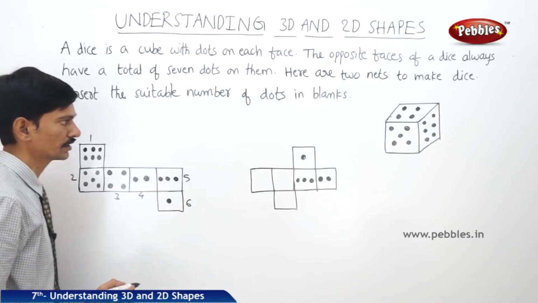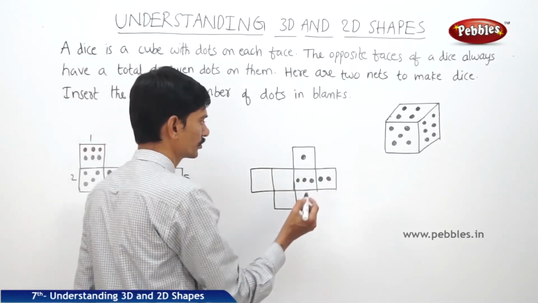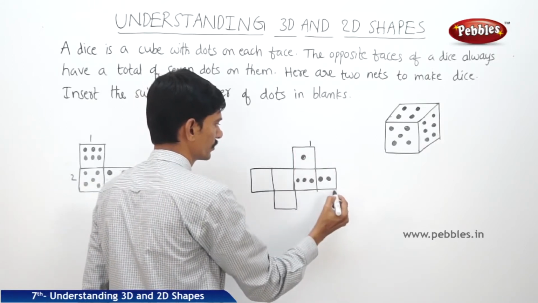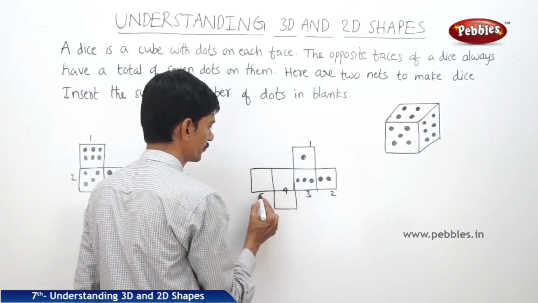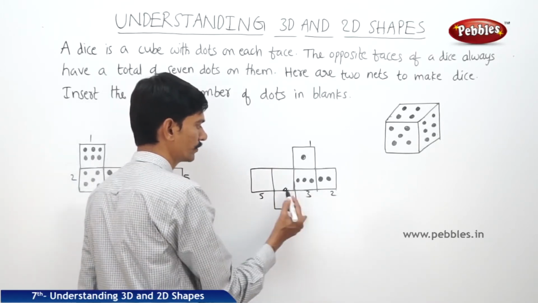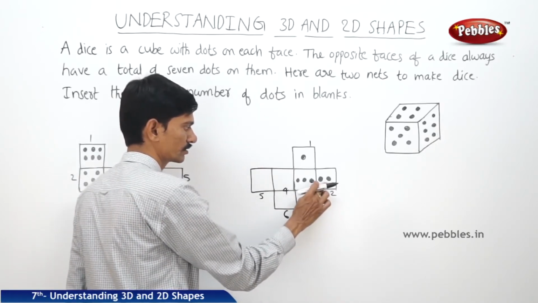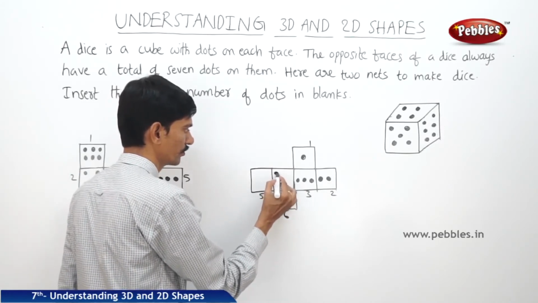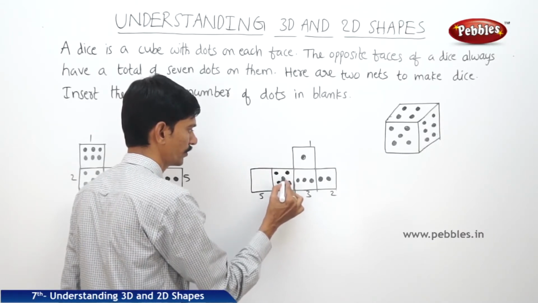Now if you take the second net of a dice, here also we will give the numbers: 1, 2, 3, 4, 5 and 6. And here face 2 and 4 are the opposite faces. So as the face 2 has 2 dots, then face 4 will have 5 dots on it. So 1, 2, 3, 4 and 5.